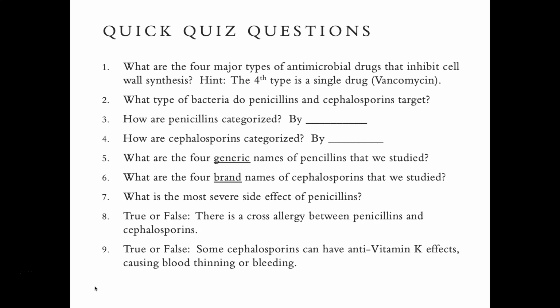All right, so quick quiz questions. What are those 4 major types of antimicrobial drugs that inhibit cell wall synthesis? I give you the 4th one, which is vancomycin, but you should know the first 3, so make sure you know that. What type of bacteria do penicillins and cephalosporins target? Is it gram-negative, gram-positive, or both? How are penicillins categorized? How are cephalosporins categorized? What are the 4 generic names of penicillins we studied, and what are the 4 brand names of cephalosporins that we studied? What is the most severe side effect of penicillins?